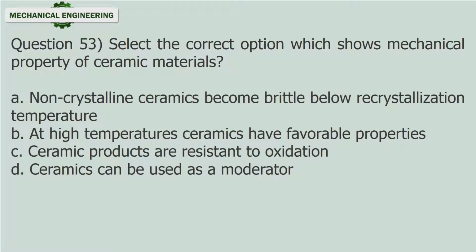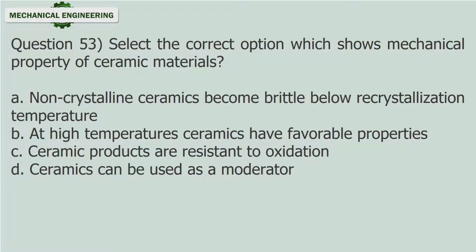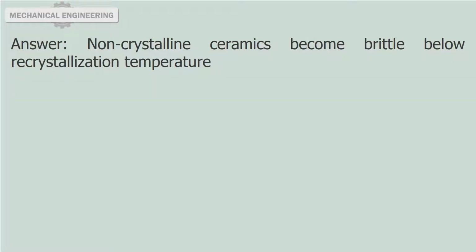Question 53. Select the correct option which shows mechanical property of ceramic materials. A. Non-crystalline ceramics become brittle below recrystallization temperature. B. At high temperatures, ceramics have favorable properties. C. Ceramic products are resistant to oxidation. D. Ceramics can be used as a moderator. Answer: non-crystalline ceramics become brittle below recrystallization temperature.